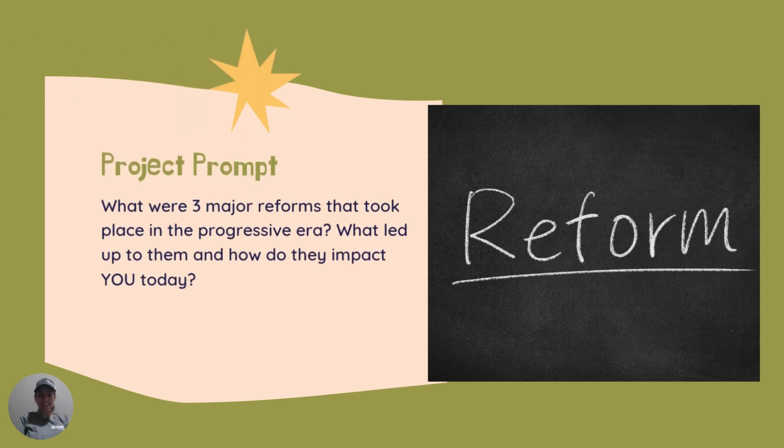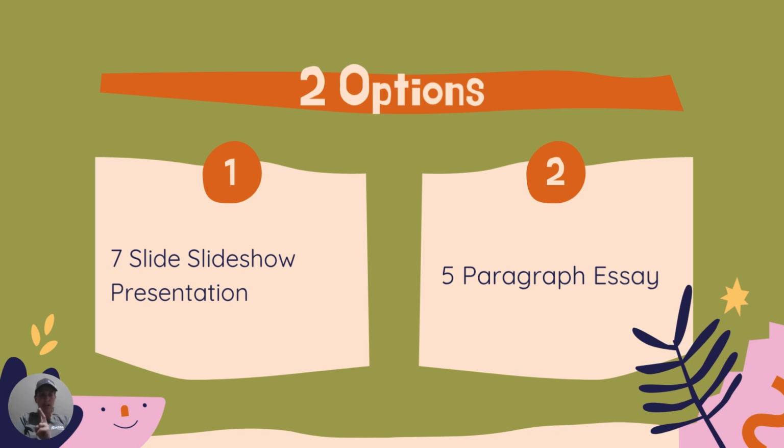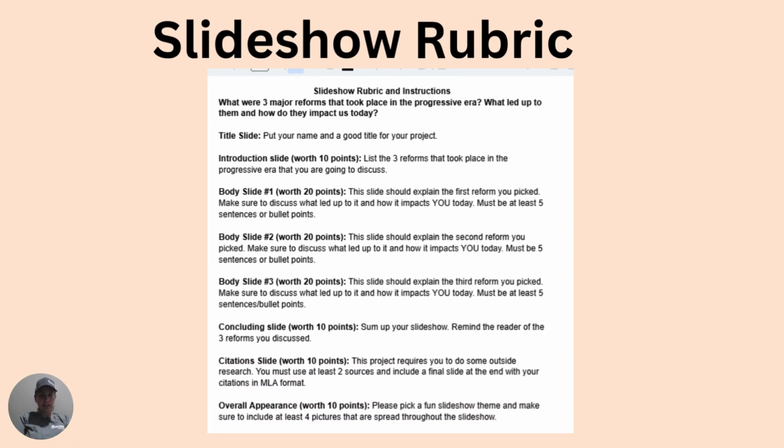All right, let's go into your project prompt. What were three major reforms that took place in the progressive era? And reforms are kind of like changes that happen because of things that were going on. What led up to them, and how do they impact you today? You have two options for how you're going to answer those questions. You can either do a 7-slide slideshow presentation or a 5-paragraph essay. And here are the project instructions for that.